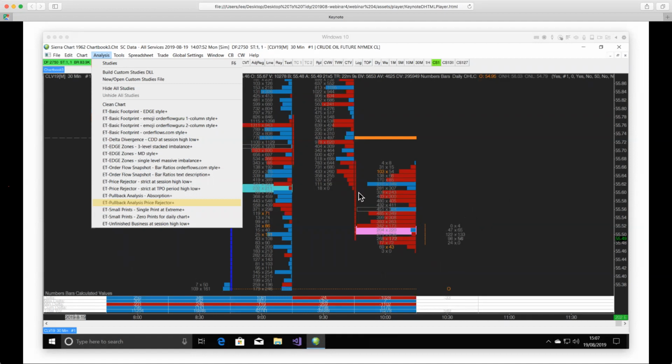But what this is doing, this 30-minute candle has auctioned down. As we've pulled back from the low, the pullback column starts tracking the volume that's occurring since the pullback. So I refer to this as the auction within the auction.